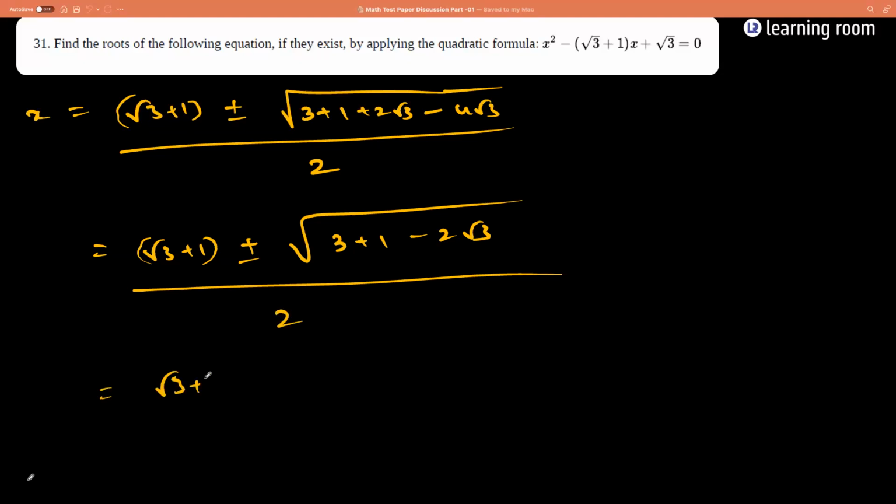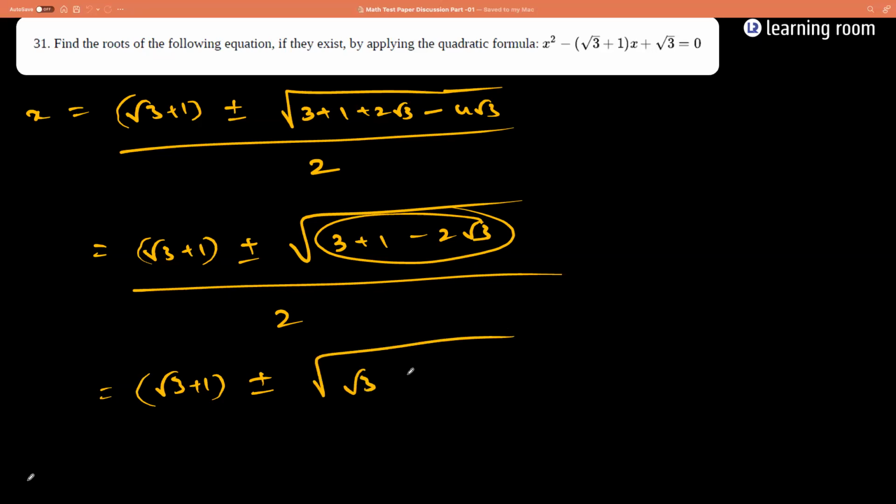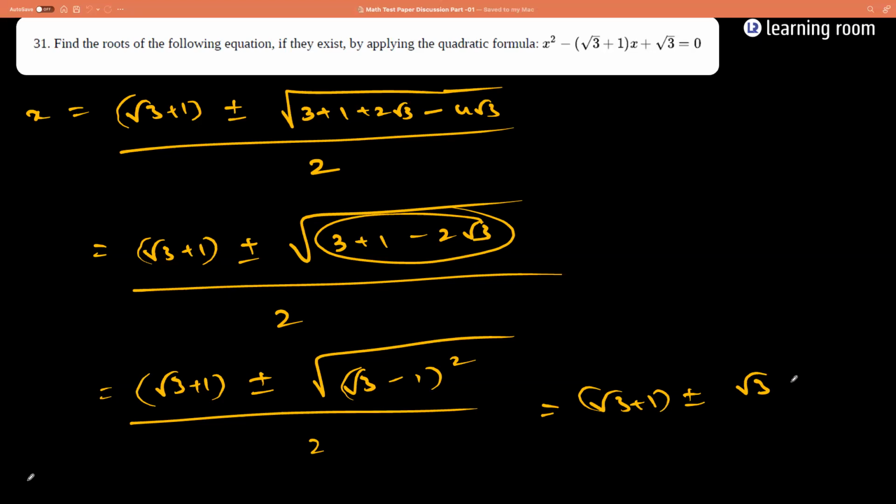So what will be the answer, guys? Root 3 plus 1 plus or minus. What can I write this as? Root 3 plus 1 the whole square, minus 4 root 3. Tricky part. Root 3 minus 1 the whole square. The whole divided by 2. So it will be root 3 plus 1 plus or minus root 3 minus 1, the whole divided by 2.